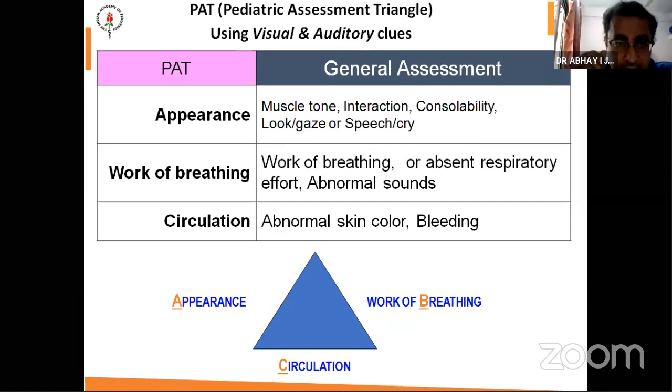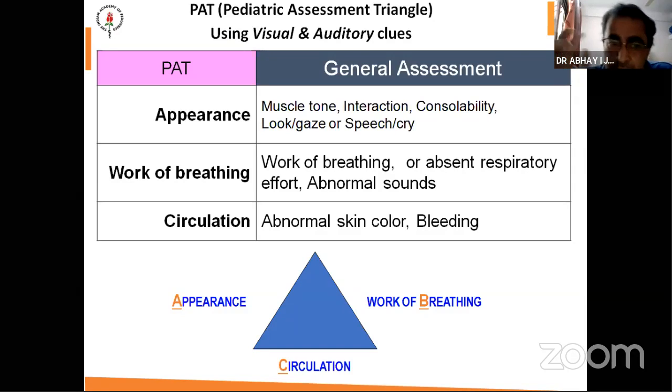Coming to the PAT triangle, what are the visual and auditory clues which we take from the PAT triangle? Assessment is where we look for the muscle tone, how the child is interacting with you, whether he is responding to your oral commands or not. Look for the consolability, look, gaze, and speech or cry if the child is less than 1 year of age. These are the few things which will help us in assessing the appearance of the child.